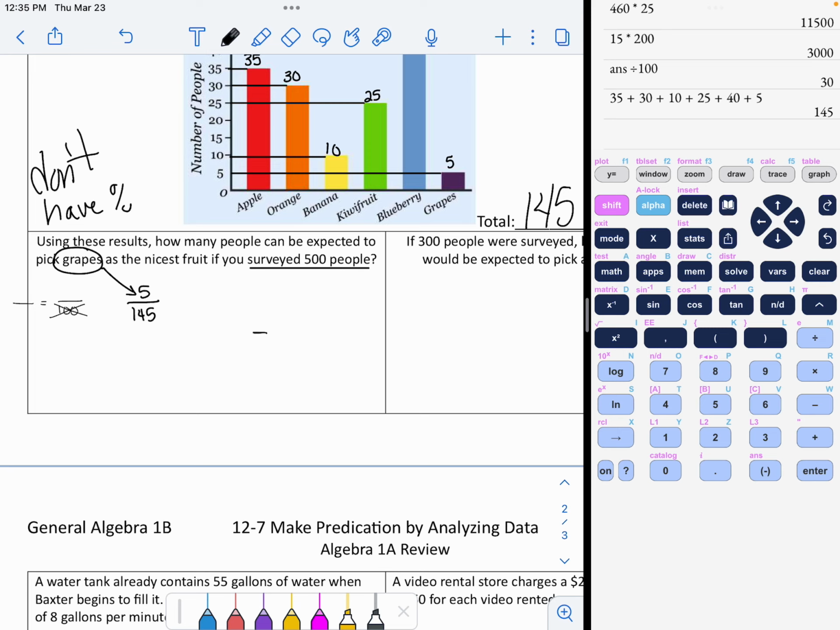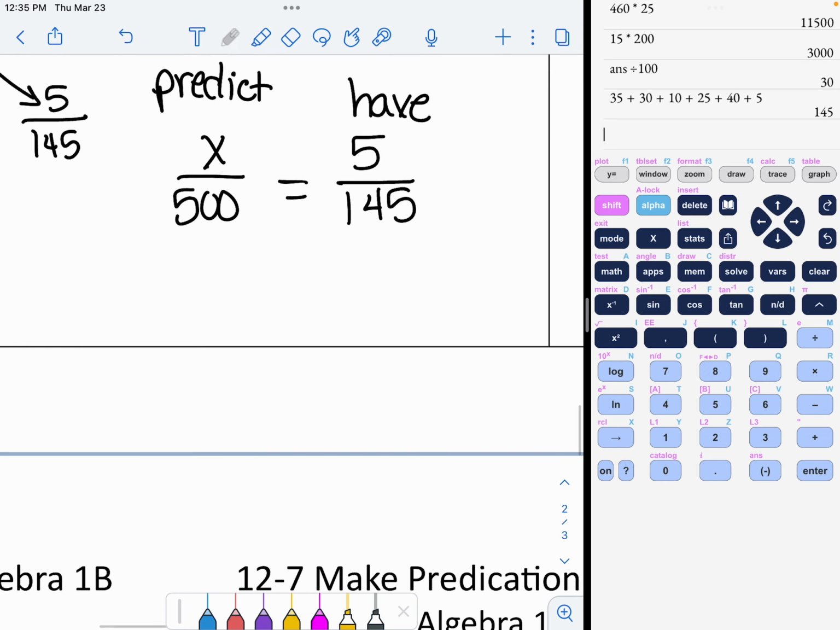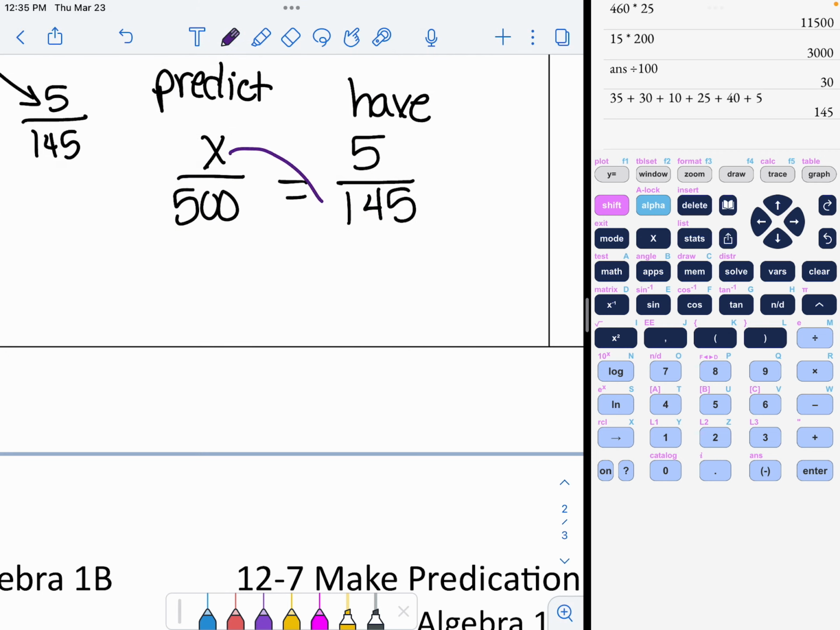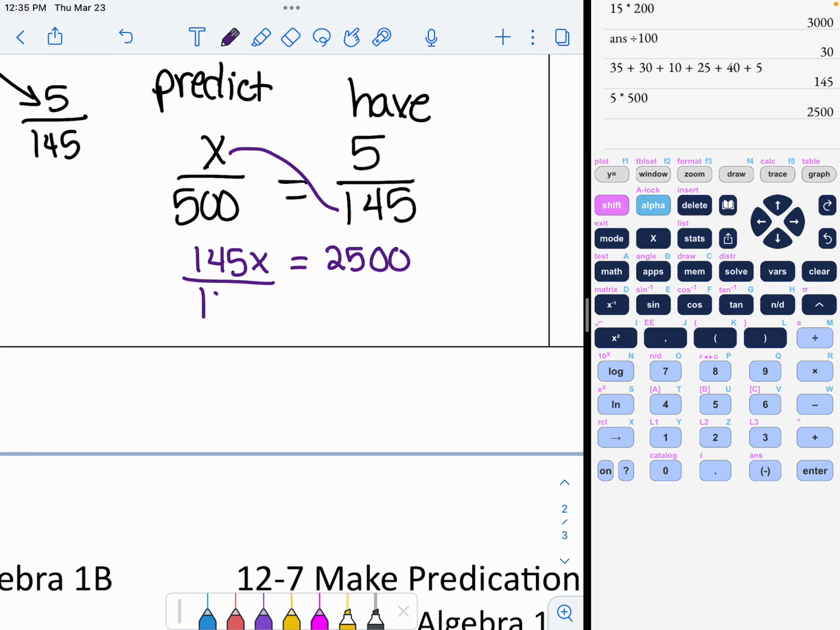So I'm going to say how many people out of 500 will pick grapes. So I set that equal to how many people actually did pick grapes. So this is what you are predicting. This is the information that you have. So you're using what you have to predict the future. I should do this in purple since it's about grapes. So that's going to be 145x. And then 5 times 500, if you're not sure, is 2,500. Divide by 145.